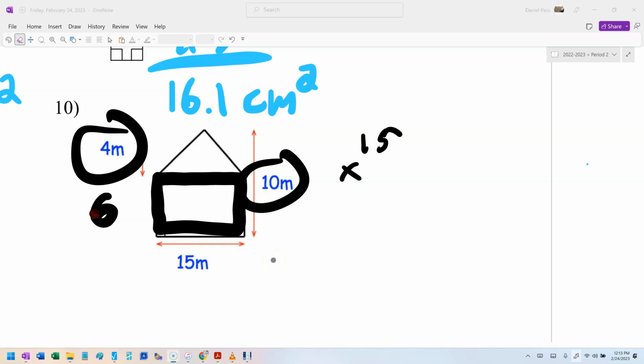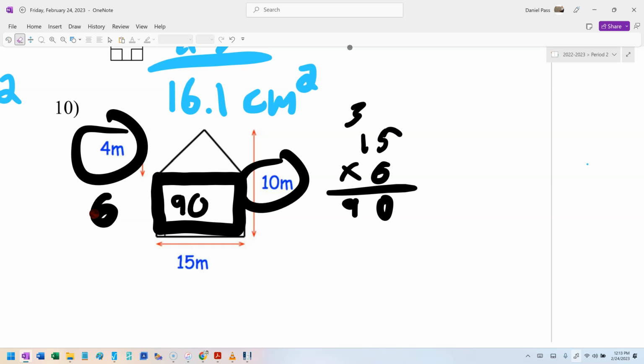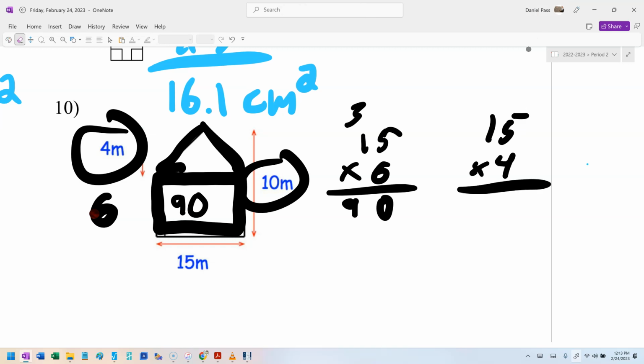Okay, so 15 times 6. What is it? 90. So this part right here is 90, right? Now we have to find the triangle. Okay, so we know that it's 15 times 4. I didn't think we were going to have to subtract on this one. Oh well. That's 60. Okay, are we done?